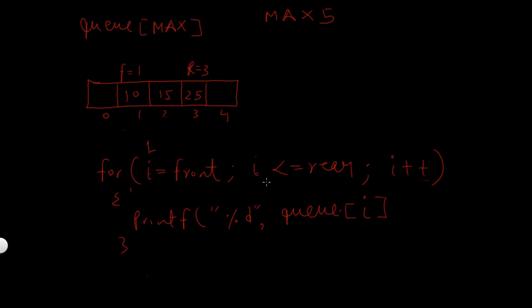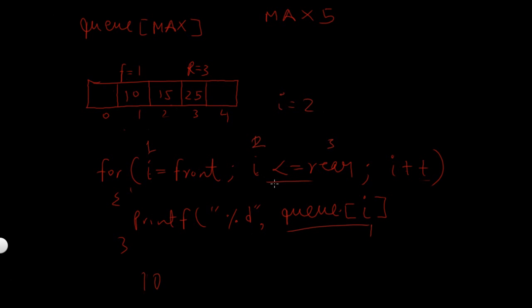This statement will check is the value of I less than or equal to rear. The value of I is 1, the value of rear is equal to 3, so this statement becomes true. The value of I is less than the value of rear, so this printf statement will be executed. Value of I is 1 and the value inside the queue at this position is 10, so 10 will be printed. Now this statement will get executed. The value of I will be incremented by 1, so from 1 the value of I will become equal to 2.